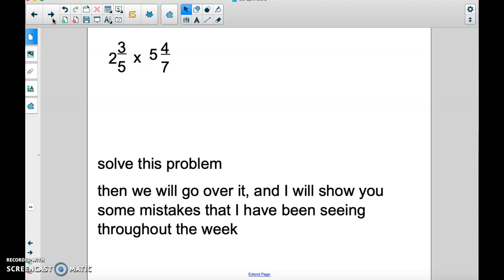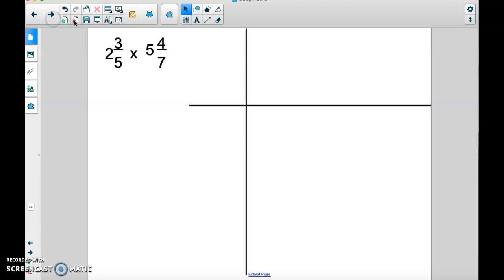So before we go over this problem, I'm going to show you some mistakes that I'm seeing us make. I've been looking at our work from yesterday, and I'm going to show you some common mistakes, and I want you to evaluate: am I making these mistakes? Remember, that's part of learning. We make mistakes, but the other part of it is we learn from those mistakes and we push forward.